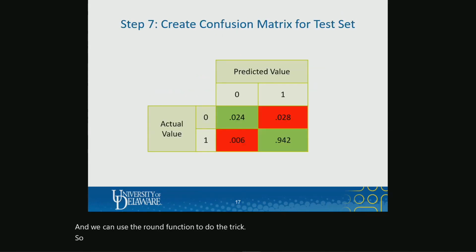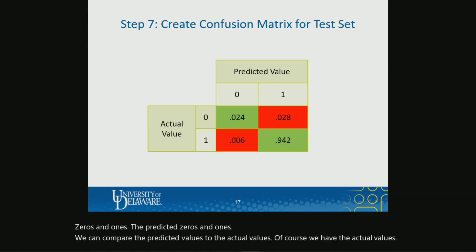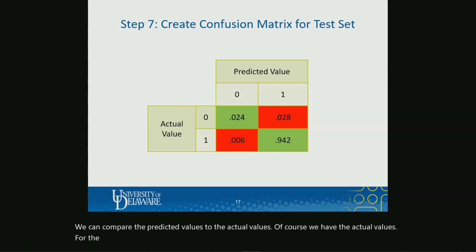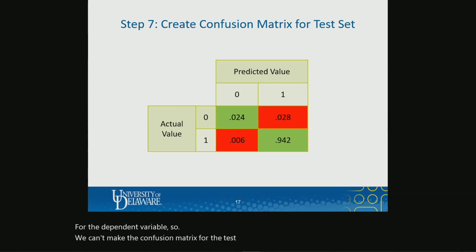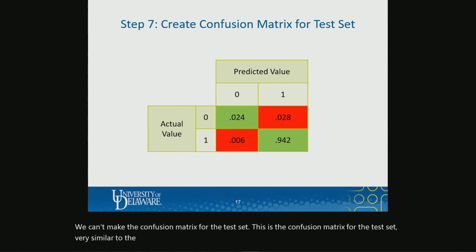So now we have the predicted zeros and ones. We can compare the predicted values to the actual values. Of course, we have the actual values for the dependent variable. So we can make the confusion matrix for the test set. This is the confusion matrix for the test set. Very similar to the confusion matrix that we had for the training set.